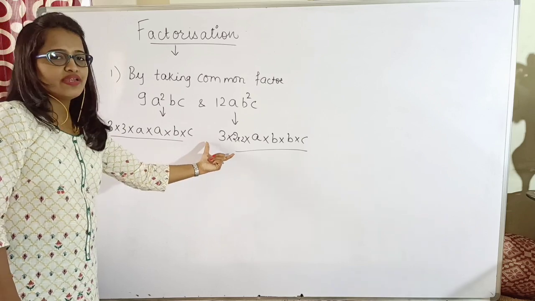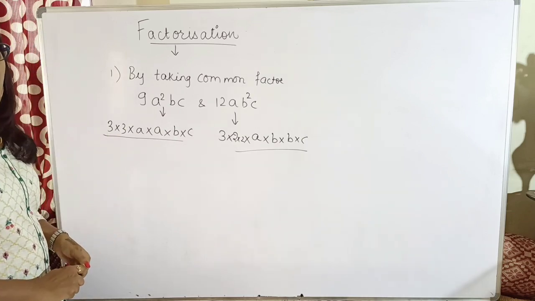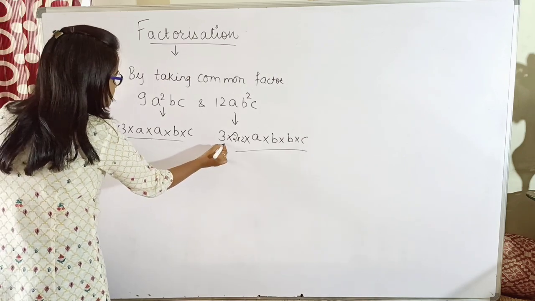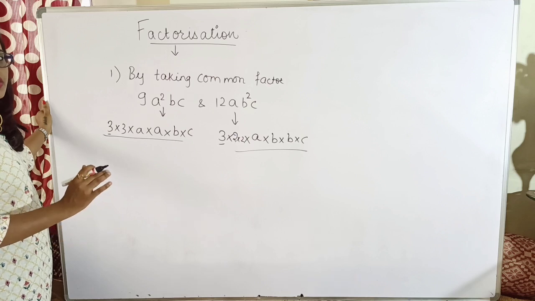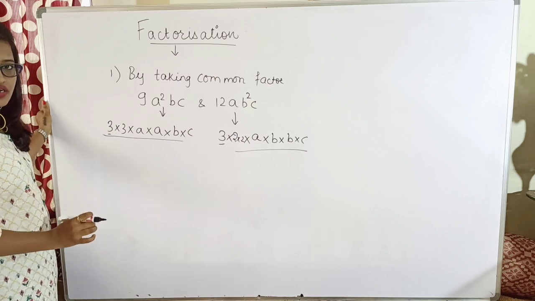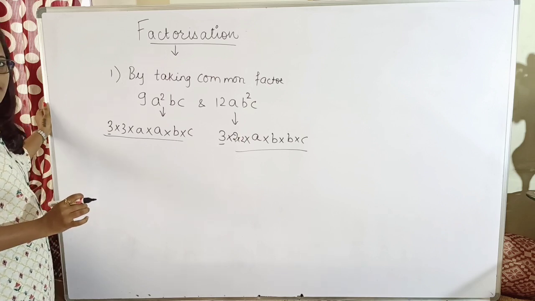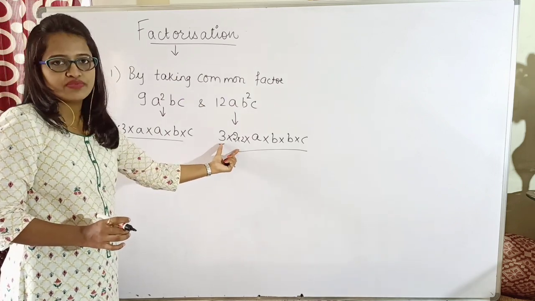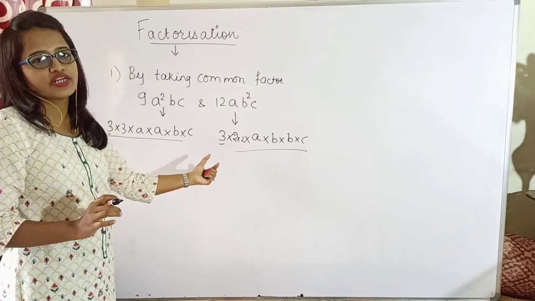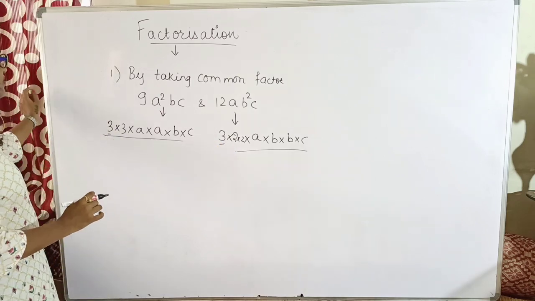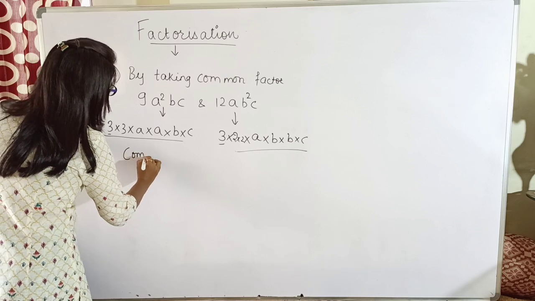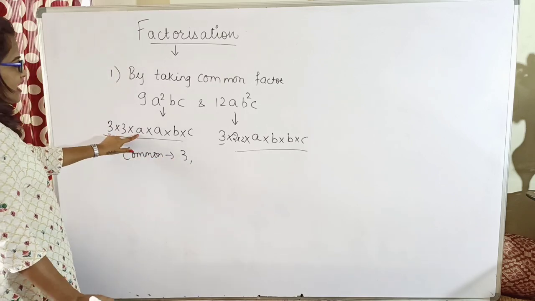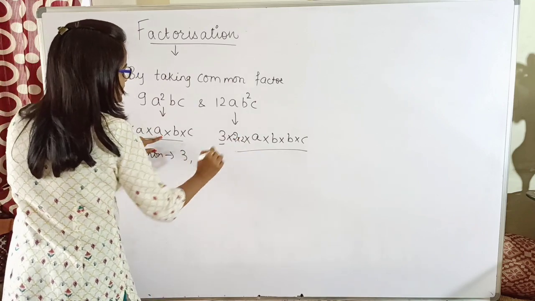Now when you compare these two terms, what are the common factors in them? 3. Common means the number of times the entity is present should also be the same. Meaning here 3 is present 2 times, but is 3 present here 2 times? No, 3 is only present 1 time. So in the common factor, I will be writing 3 only 1 time. So what are the common factors? First one is 3. Further, a, here it is present 2 times, but here it is present only 1 time.